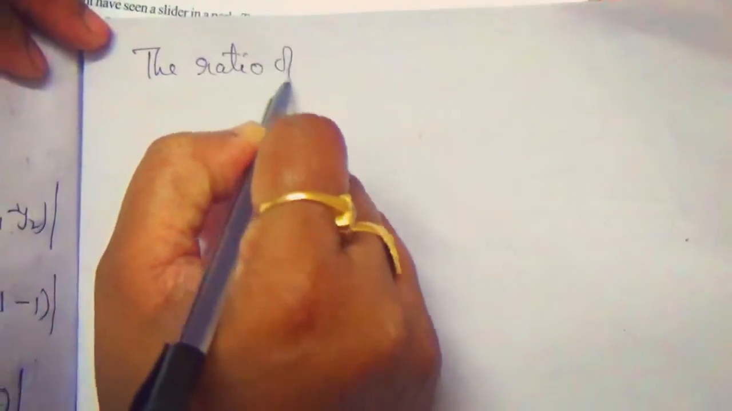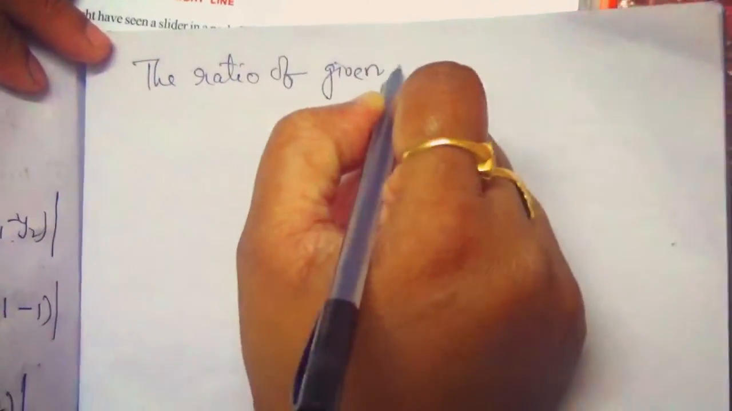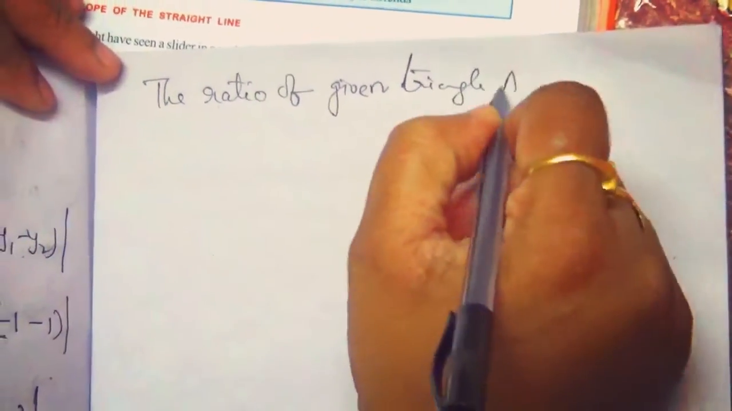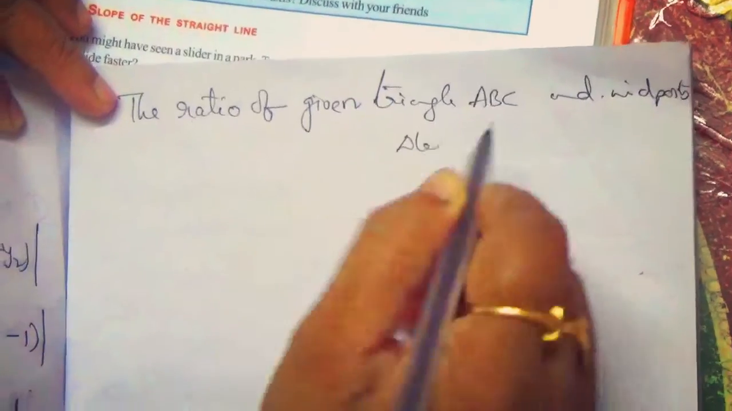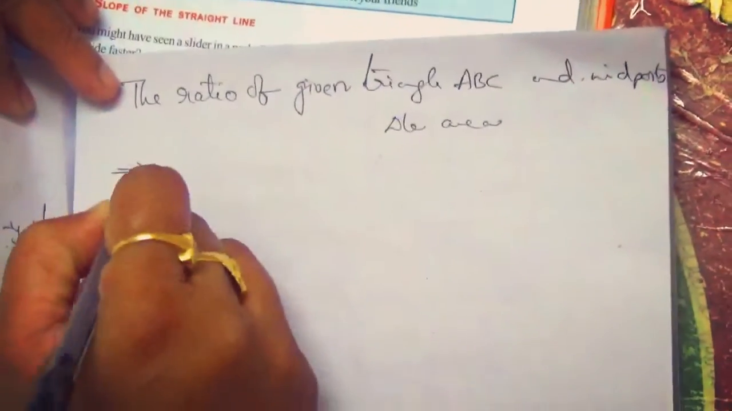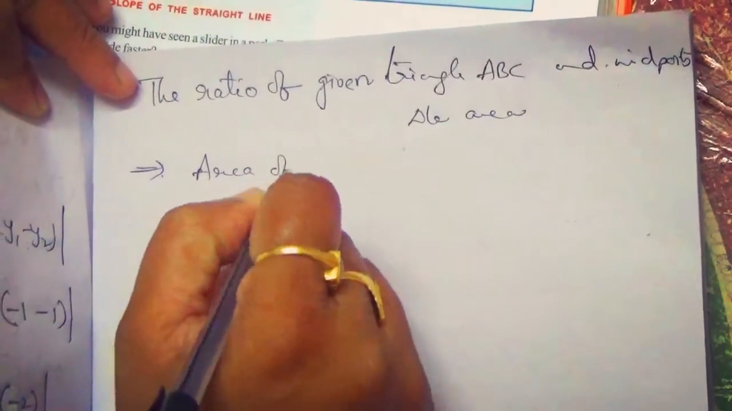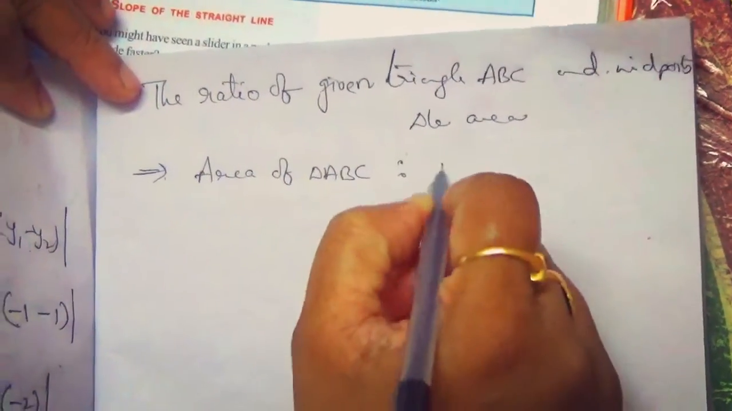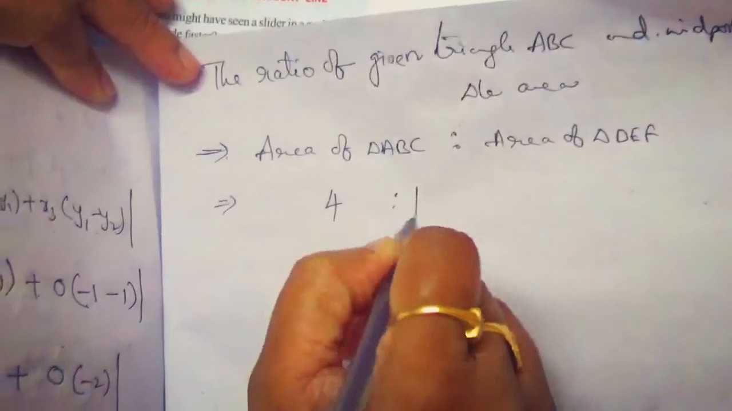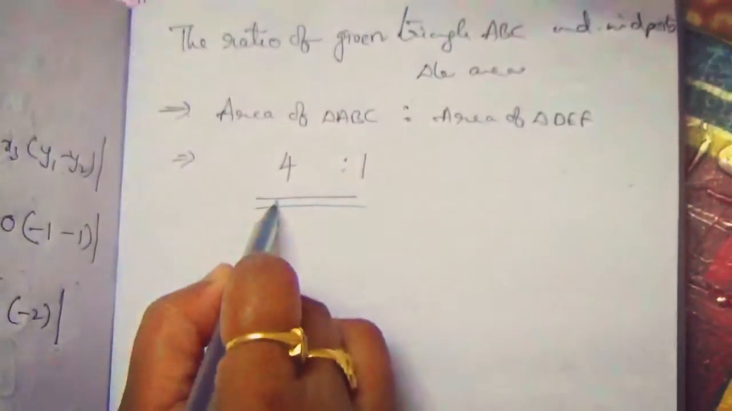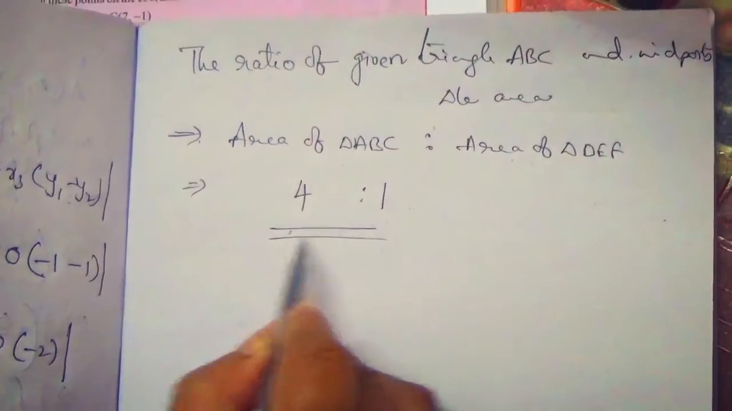So the ratio of the given triangle ABC and the midpoints triangle areas: area of triangle ABC is to area of triangle DEF. That implies 4 is to 1. That's it. So here we got 4, here we got 1. So area of triangle ABC is 4, area of triangle DEF is 1. That is 4 is to 1. Here we finished this sum.